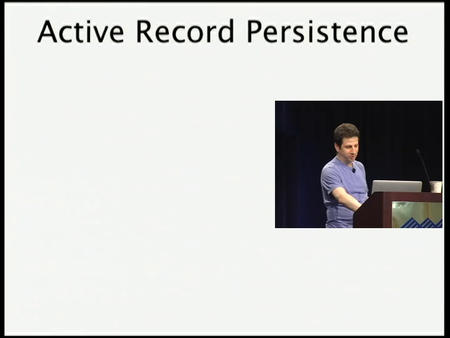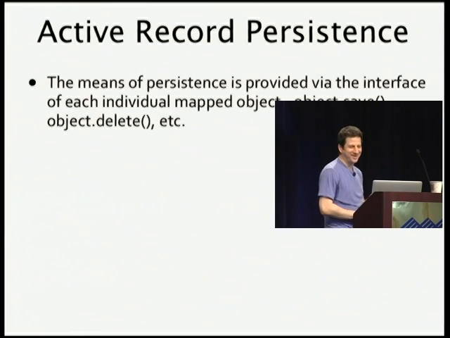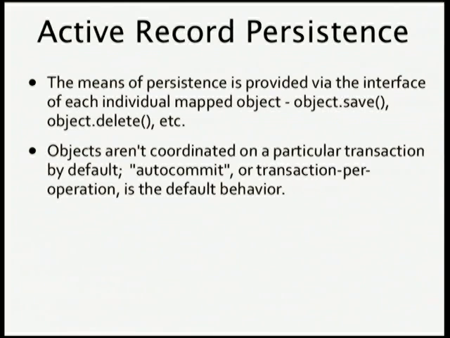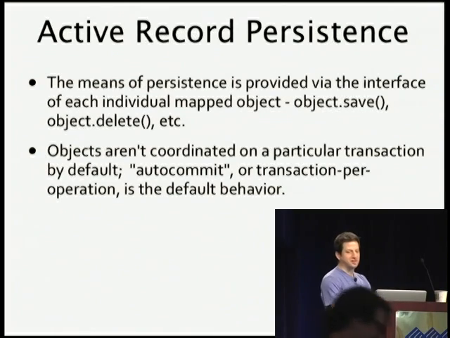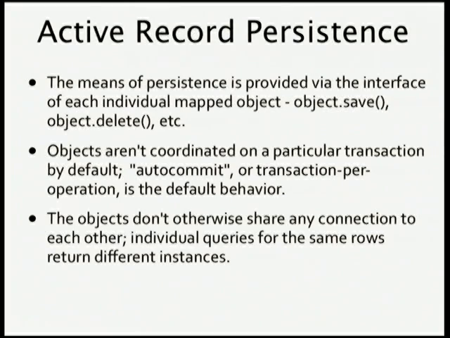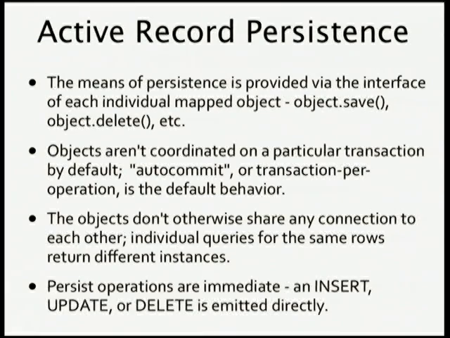Okay, bullet points. So to sum up, the means of persistence is provided via the interface of each individual mapped object, object.save or .delete. Objects aren't coordinated on a particular transaction by default. You have auto commit as the default behavior. Objects don't otherwise share any connection to each other. Individual queries for the same row return a different instance. And a persist operation is always immediate. You say .save, you get an insert or update, you say .delete, you get a delete statement immediately, in an auto commit or within the transaction that you've declared.